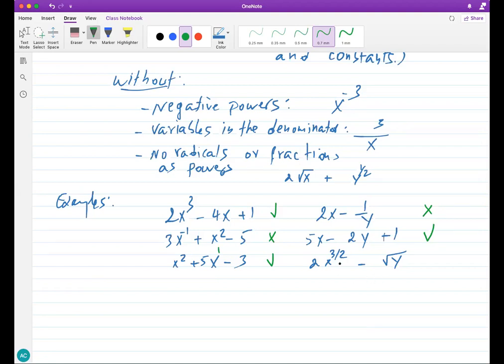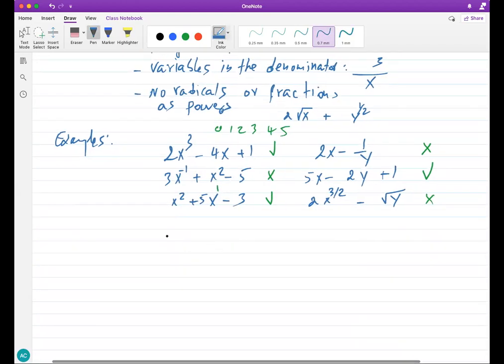Finally, this one. No. It has a lot going on. It's a radical. It shouldn't have a radical. It has a fraction as a power. So polynomials are pretty much easy. All the powers are 0, 1, 2, 3, 4, 5. Whole numbers, basically. There's no negatives, as you can see here. No fractions or decimals whatsoever. Just regular things. So this is not a polynomial. That's pretty much what a polynomial is.